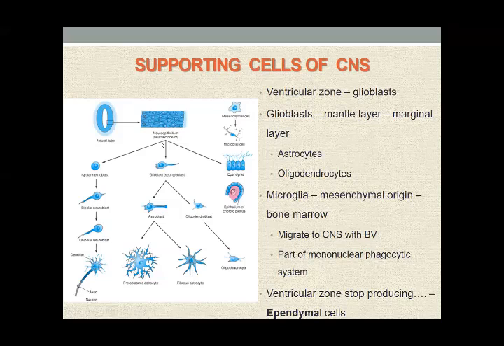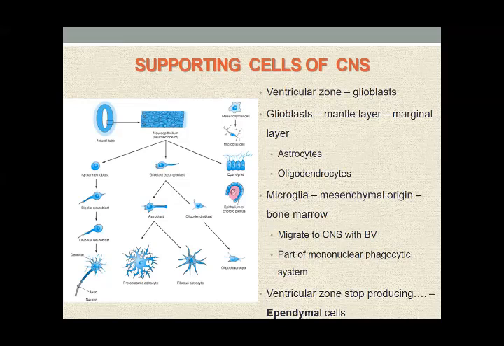The glioblasts develop into 2 types of cells, astroblasts and oligodendroblasts, which then further develop into oligodendrocytes, and the astroblasts develop into 2 types, protoplasmic astroblasts and fibrillar astroblasts. ये आप already histology में पढ़ चुके हैं. Then there's the third type of cells. Glioblasts के अलावा इस epithelium में you also have microglial cells.